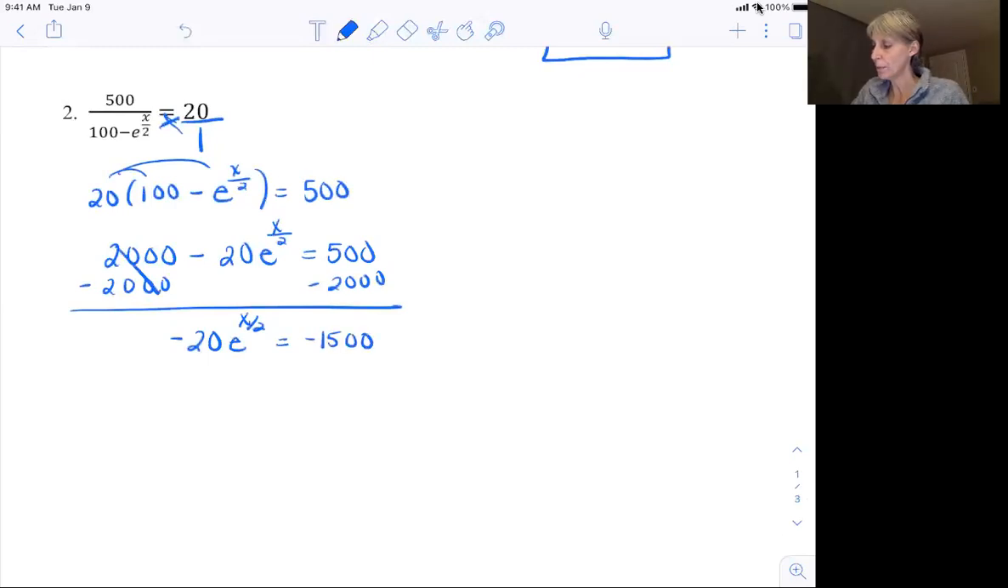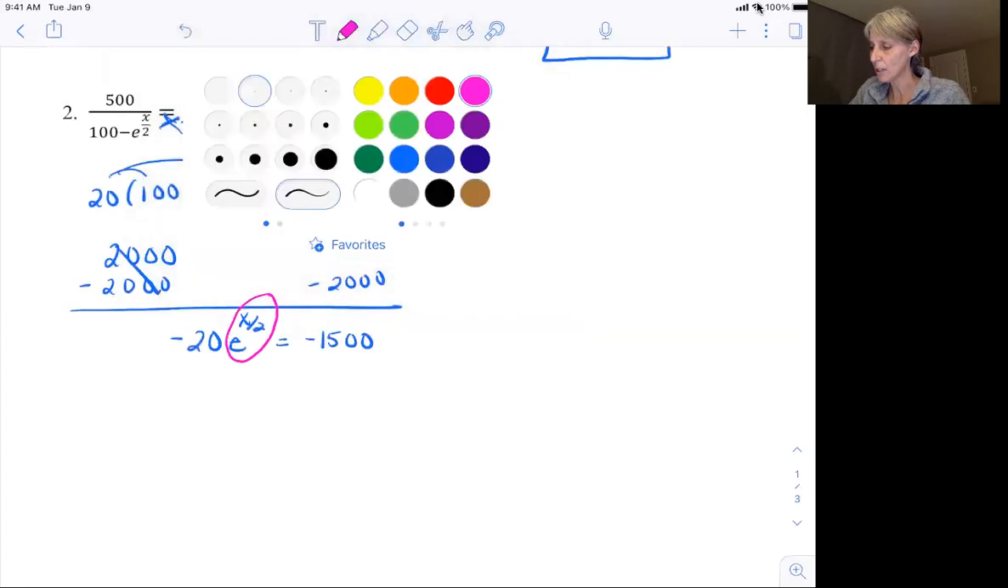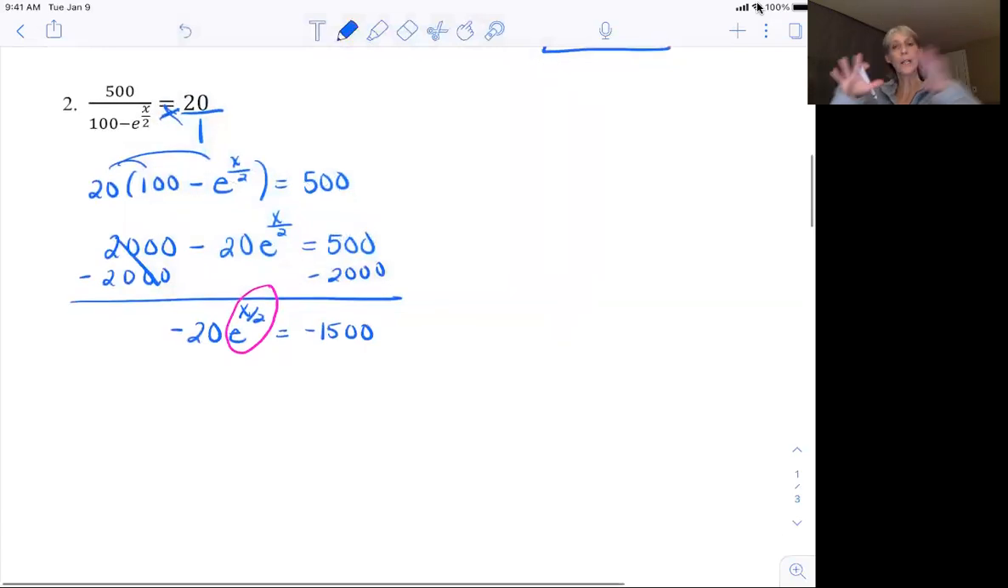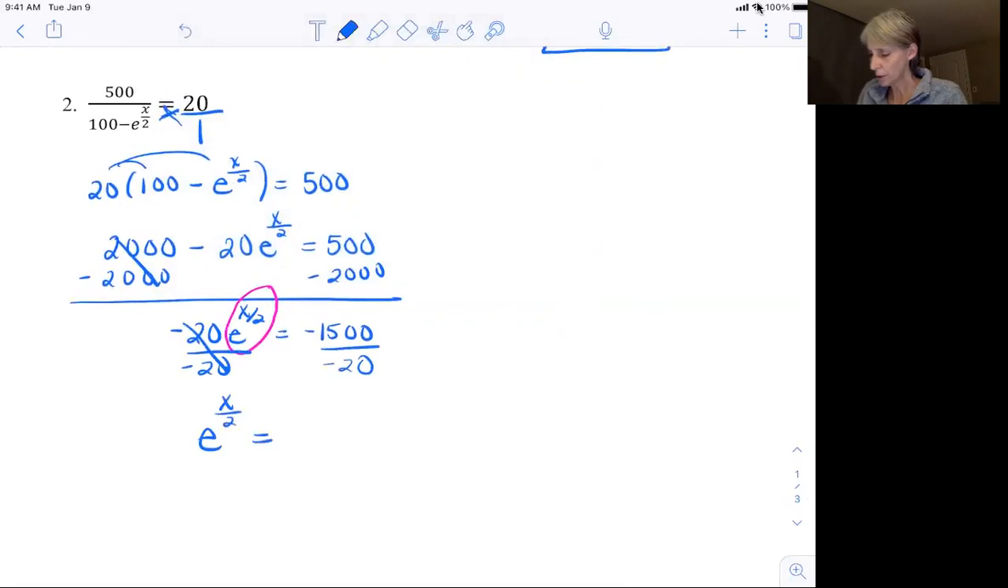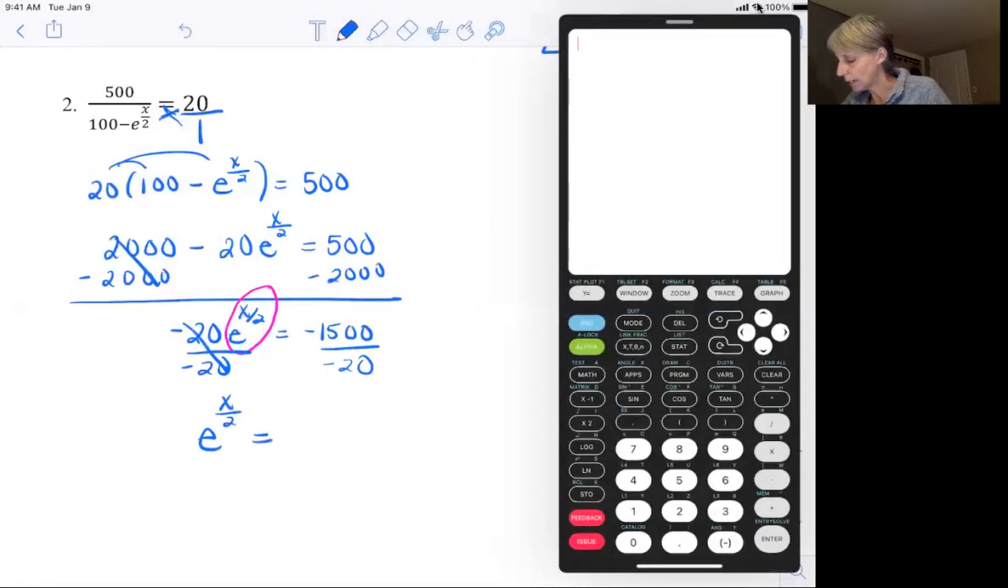And remember now, we want to isolate this base. Remember that yesterday we talked about, no, it was yesterday. Okay. Don't worry how big or small or complicated things look. You just want to get that base by itself. So I'm going to divide by negative 20. e to the x over 2 equals negative 1,500 divided by negative 20. I got 75 when I did it the first time. Let me try it again just to make sure. Yeah.